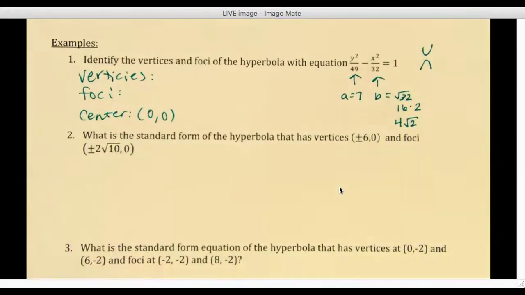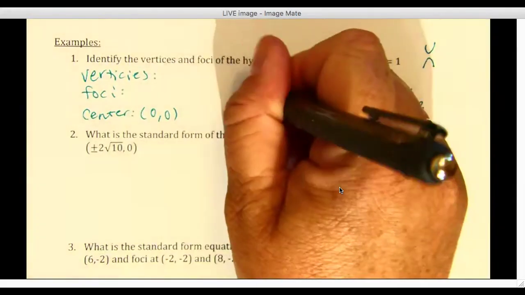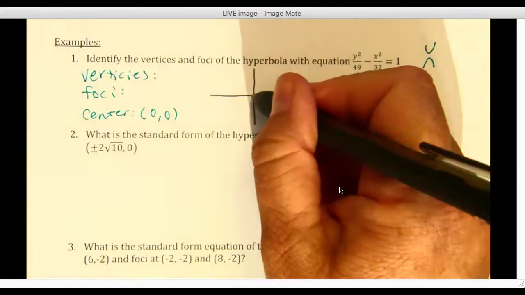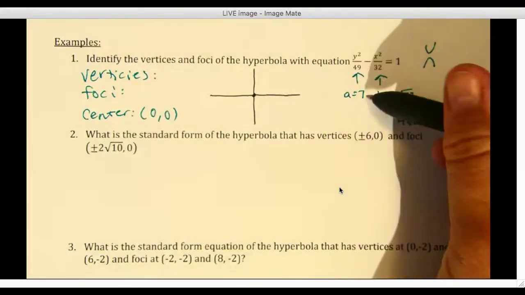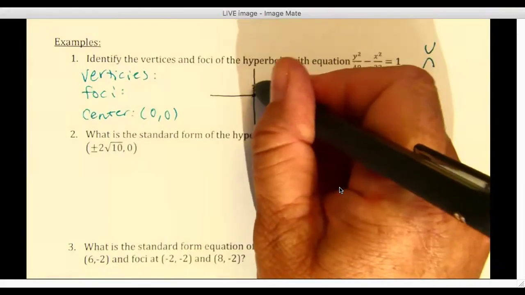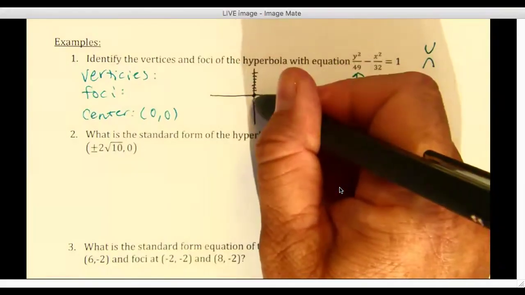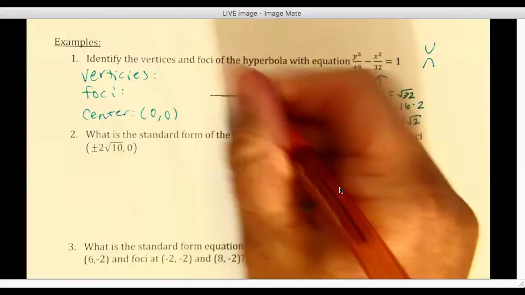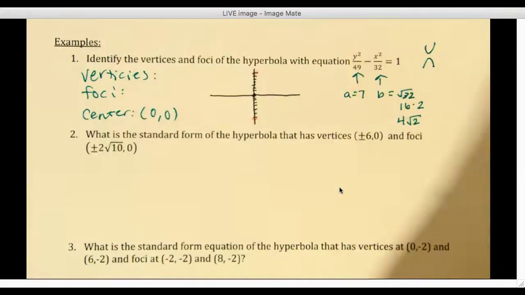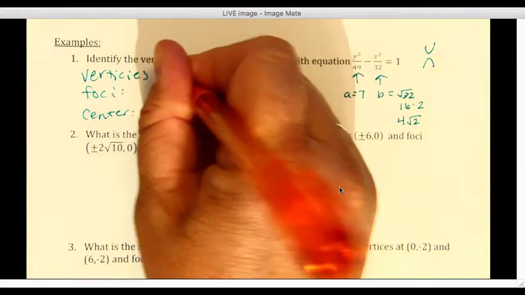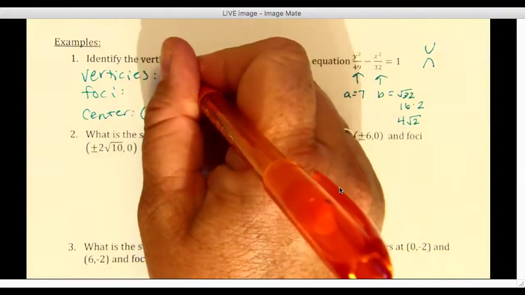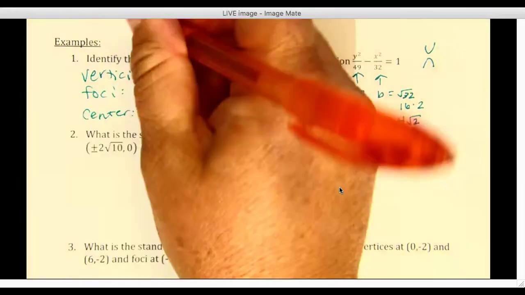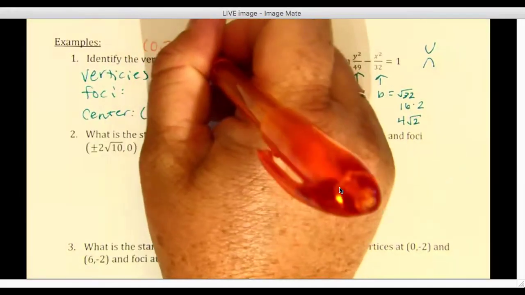So I'm going to go ahead and just draw a real brief sketch here. And we know this is vertical. I know my center is at 0, 0, and I know my A value is 7. So I'm going to be going up 1, 2, 3, 4, 5, 6, 7, and down 7. And those are going to be my vertices. So my vertices are at 0 and positive 7 and negative 7. So I'm going to write plus or minus 7 just to combine it in one point. Again, you could also list it as 0, 7 and 0, negative 7.